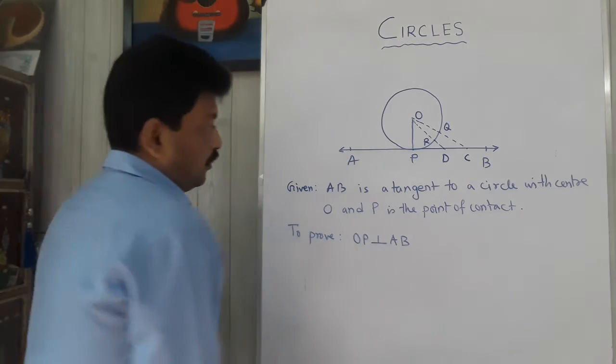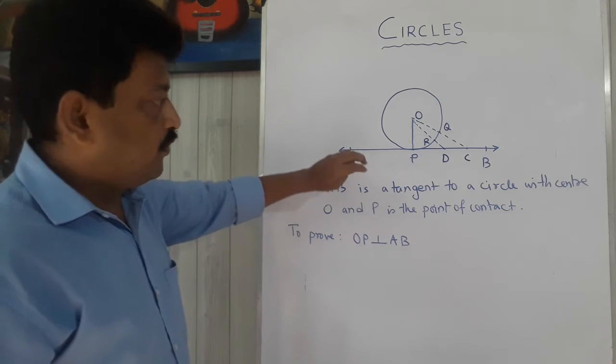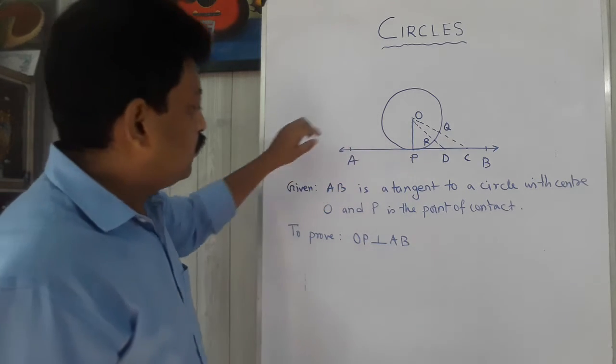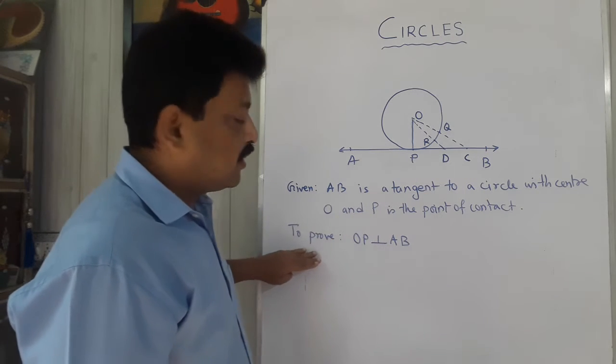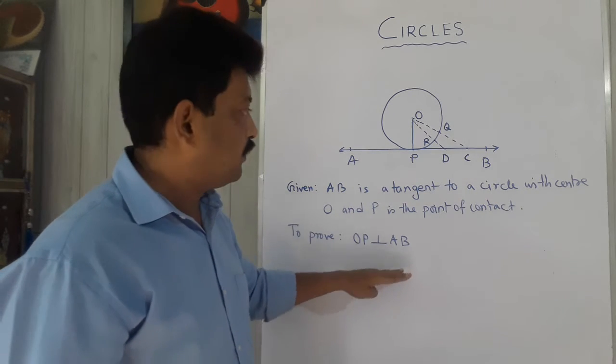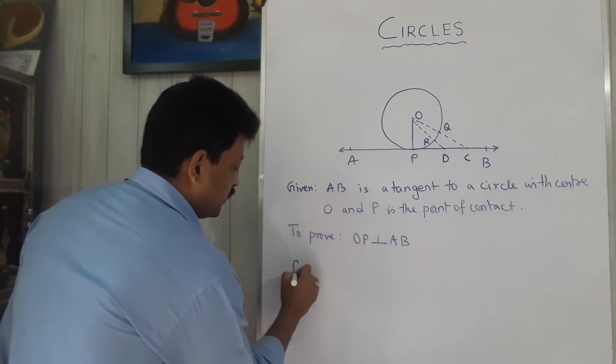Okay. Now the proof. Up to this it is clear to you. Whenever you are going to prove a theorem, we need to write the information under given, and we have to write the question under to prove. What we have to prove, we have to write like this. Now construction is there.